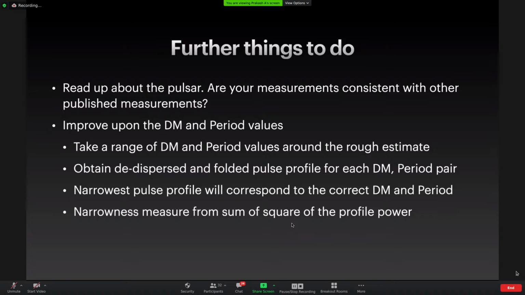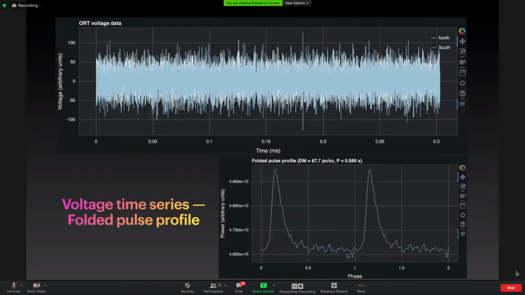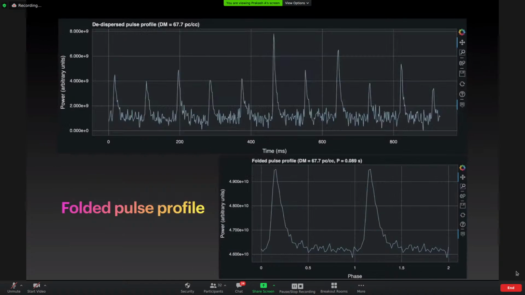One of the measures that can give a measure of the narrowness is to take the sum of the squares of the intensities in this profile. It might be better to do an overall subtraction of a minimum level of intensity that is common to all these DM and period de-dispersion and foldings. Then you take the square of these individual intensities and add them, and you'll get a single number.